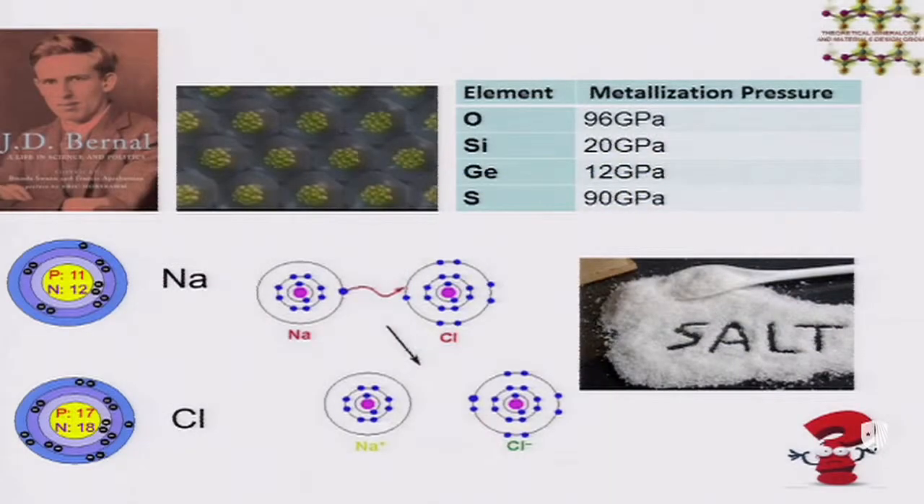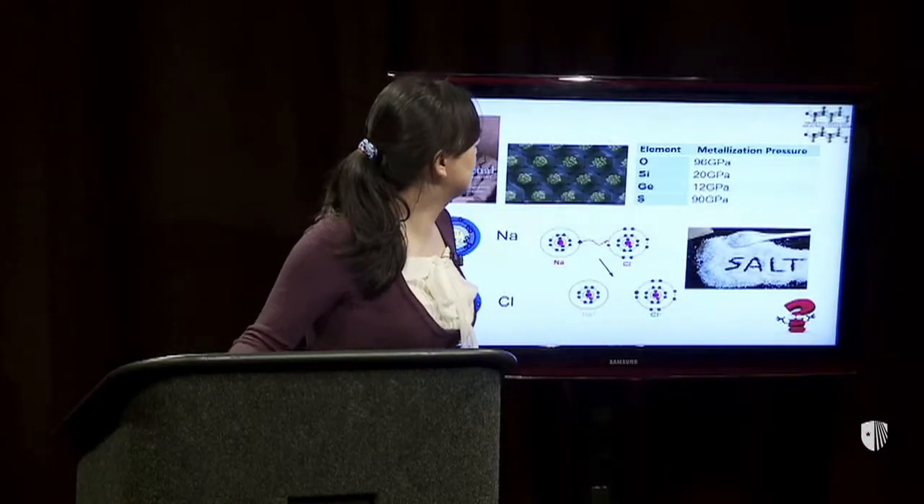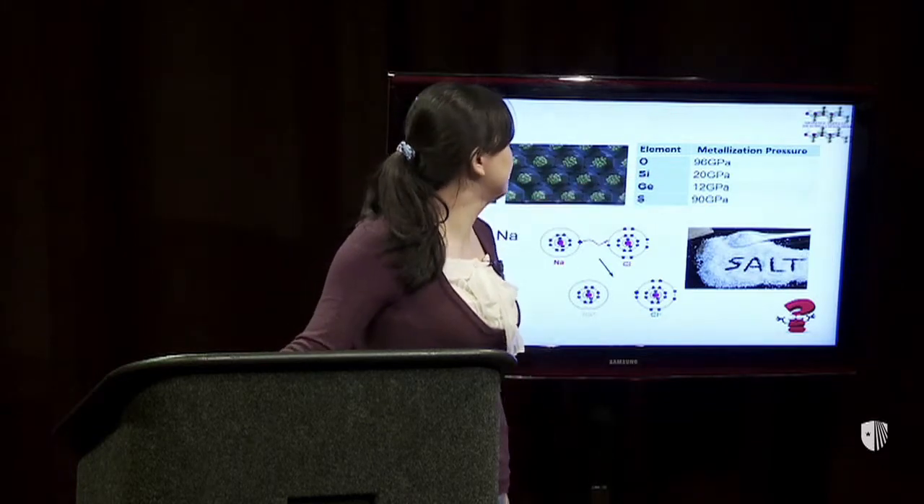the high-pressure field. As early as 1925, British physicist J.D. Bernal pointed out that every material will become a metal at sufficient pressure. Actually, experimentalists have proved this prediction on many materials. For example, oxygen. People found that oxygen becomes a metal at 96 gigapascal.